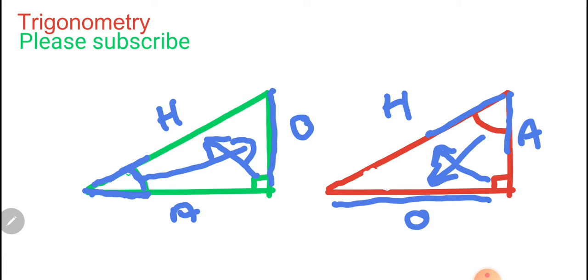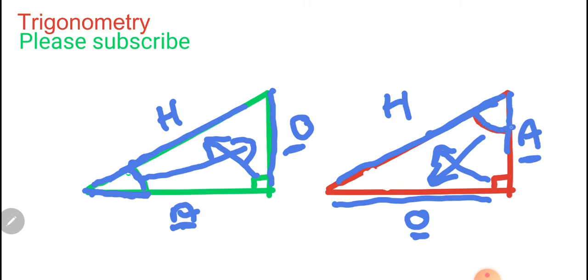Now it's very interesting to see the hypotenuse stays the same in both triangles, but in this triangle, this side is called the opposite, and in this triangle it's called the adjacent. And in this triangle, this length is called the adjacent, and this one is called the opposite. It all depends on the angle. It's relative to the angle.